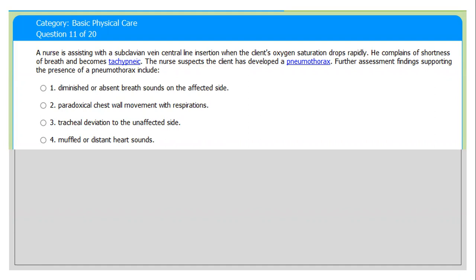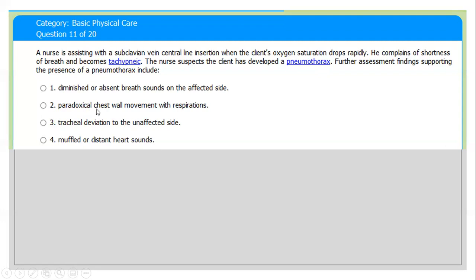What are the other signs and symptoms, or the objective signs? After examination, you get diminished or absent breath sounds on the affected side, paradoxical chest wall movement with respiration, tracheal deviation to the unaffected side, and also muffled or distant heart sounds. Pneumothorax means air inside the pleural space.